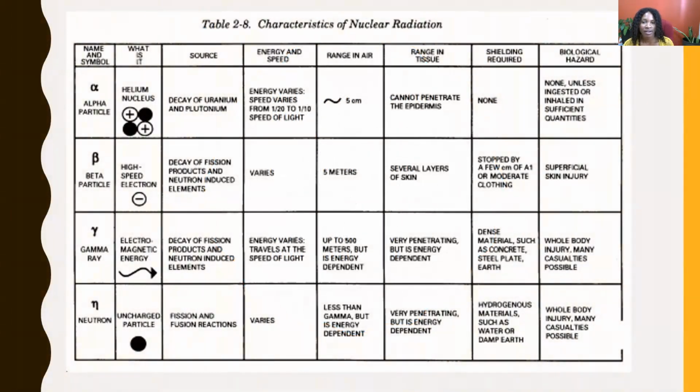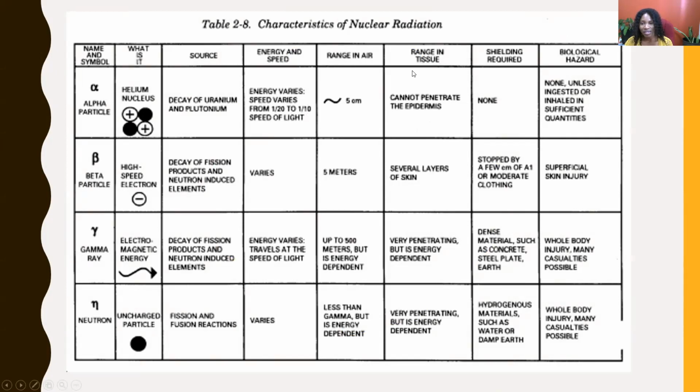So let's examine the characteristics of nuclear radiation. We're going to look at alpha, beta, and gamma. So alpha, as we would have mentioned before, is a helium nucleus consisting of 2 protons and 2 neutrons. A beta particle is simply a high-speed electron, and gamma radiation is simply the emission of electromagnetic energy.